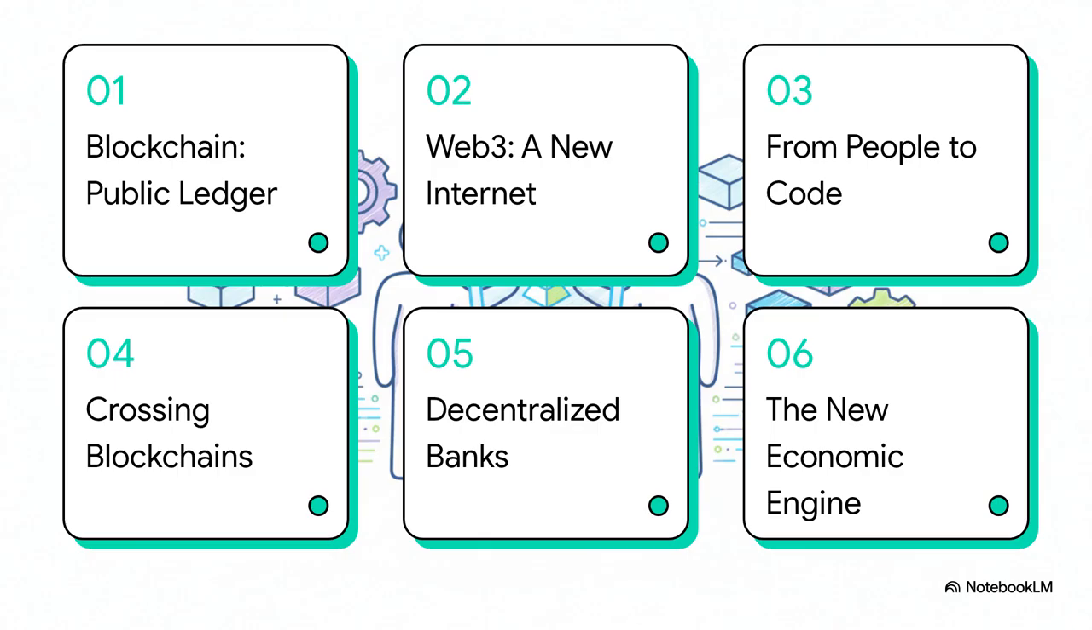Okay, here's how we're going to break it all down. We'll start with the basics, the public ledger. Then we'll see how that's building a whole new internet, Web 3. We'll get into the big shift from trusting people to trusting code, see how value hops between blockchains, and even peek inside a decentralized bank. Finally, we'll put all the pieces together to see this new economic engine in action.